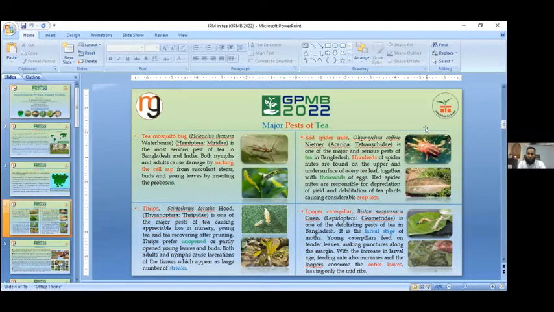And another one is looper caterpillar. Biston suppressaria is one of the major defoliating pests of tea in Bangladesh. It is the larval stage of moths. Young caterpillars feed on tender leaves, making punctures along the margin. With the increase in larval age, feeding rates also increase, and the loopers consume the entire leaves, leaving only the midribs.